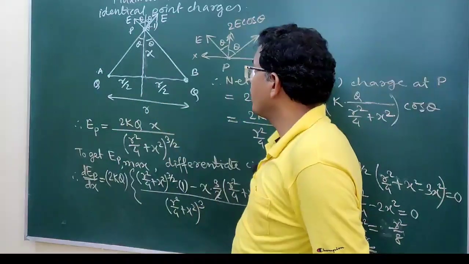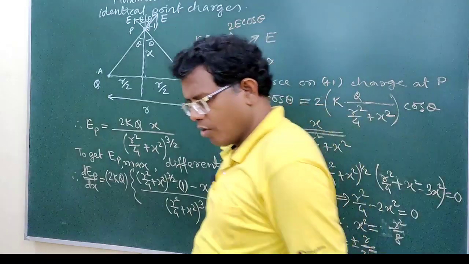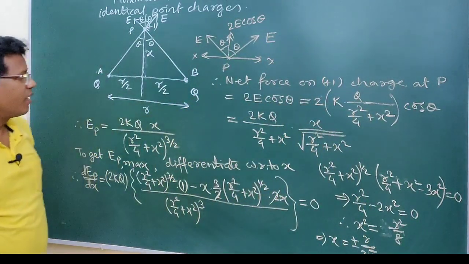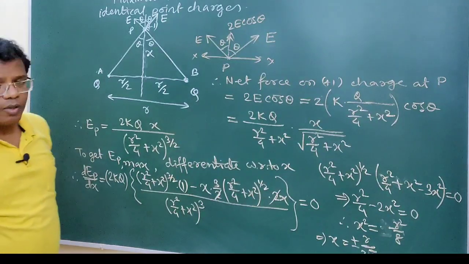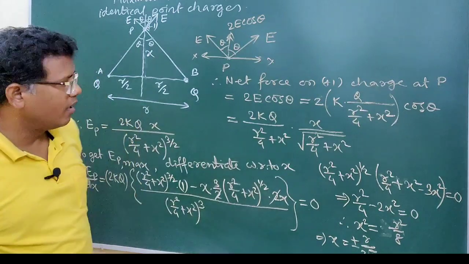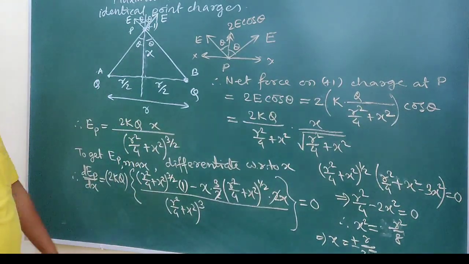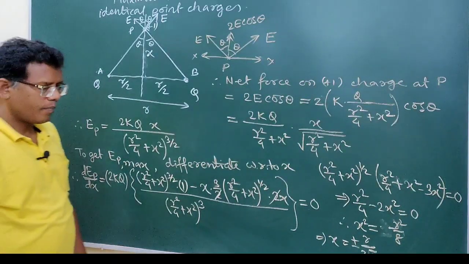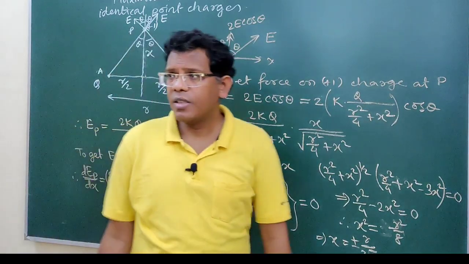So this is the way we can find the position where we can experience maximum electric field due to a pair of identical point charges. Could you follow this? Yes, sir. Okay.